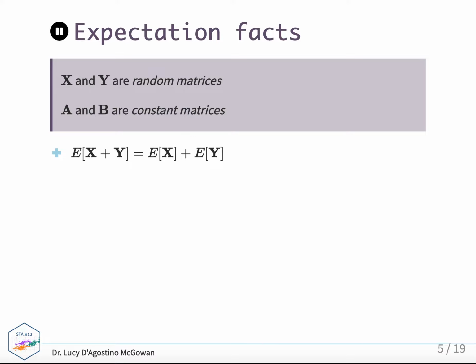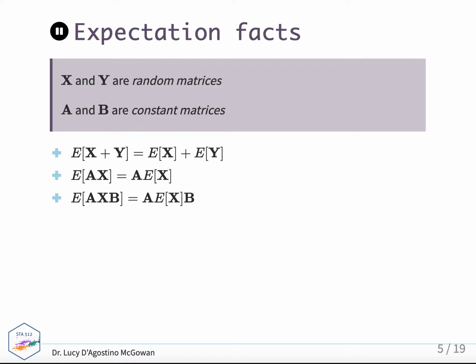So here are some expectation facts. The first is, if X and Y are both random matrices, then the expectation of X plus Y is equal to the expectation of X plus the expectation of Y. So you can pull expectations through like this. You can split them when you're using addition. If A is a constant and X is a random matrix, then the expectation of A times X is equal to A times the expectation of X. So you can pull constants out when they're multiplied like this.